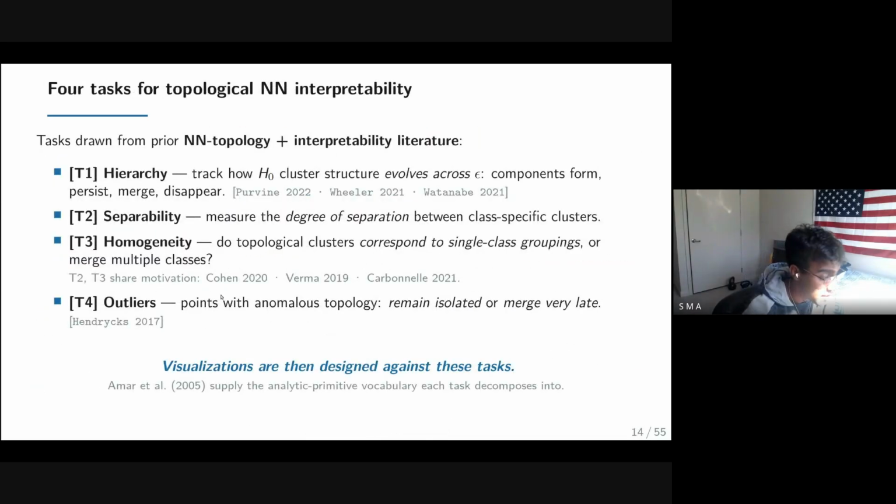And again, we decided on four different tasks for interpretability, which is looking at the hierarchy of the clusters, the separability, the homogeneity, and then the outliers. So what is the hierarchy? The hierarchy is when you look at how the H0 cluster evolves across the radius, how these components form, merge, and disappear. Previous works have looked at that, and it suggests that looking at the hierarchy of the clusters is something that's important.